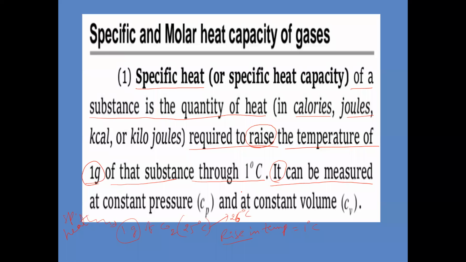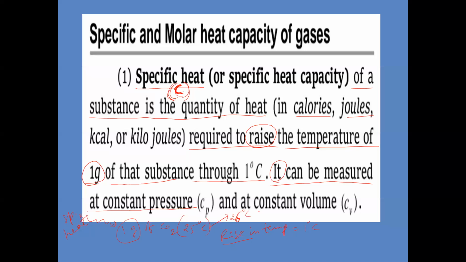The specific heat capacity can be measured at constant pressure. If you measure at constant pressure, it is called what now? CP. Generally, specific heat is denoted by C. C is the letter used to indicate specific heat. Now, CP means the specific heat at constant pressure.